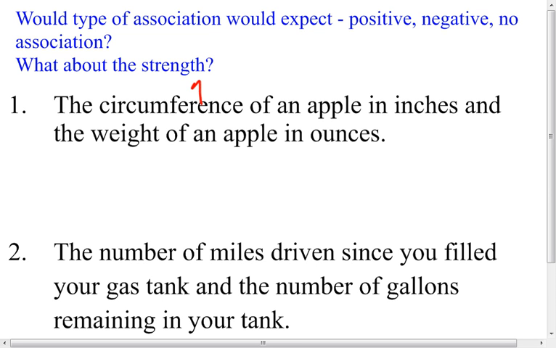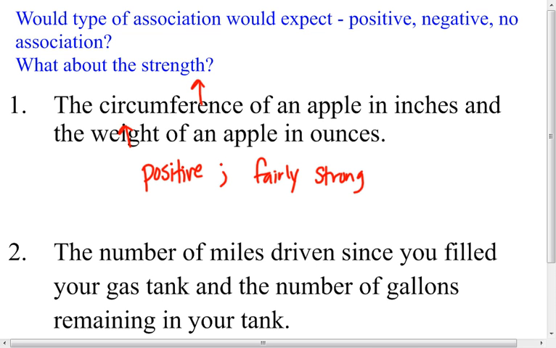Okay? So here's what I want you to think about. As the circumference gets bigger, the weight also gets bigger. If the circumference was smaller, the weight would get smaller. So they grow the same directions, okay? And when they grow the same directions, that means they have positive slope. And I would say that there is a pretty strong correlation between how big an apple is and its weight. One might be juicier than the other and weigh a little more or whatever, but I'd say it's pretty close. I'd say it's a pretty strong relationship between the size of an apple and its weight.